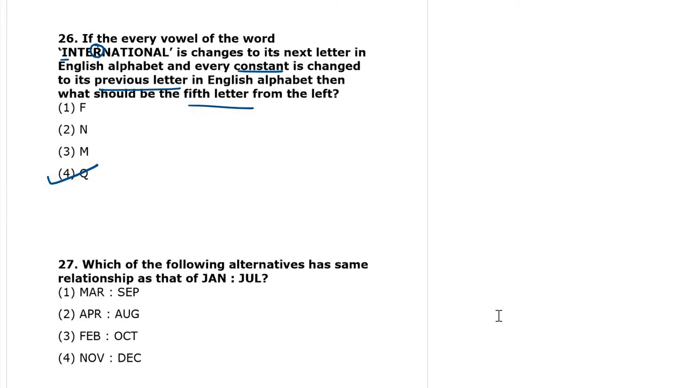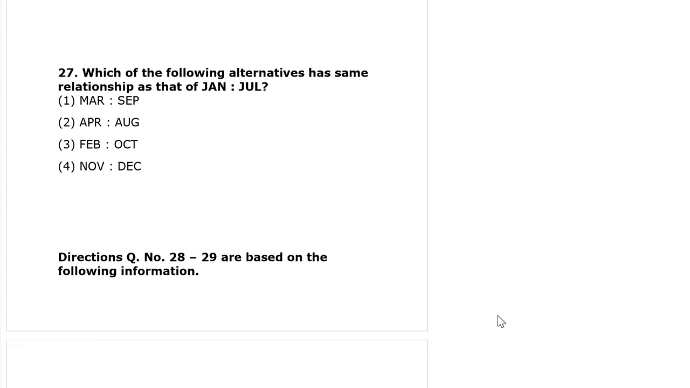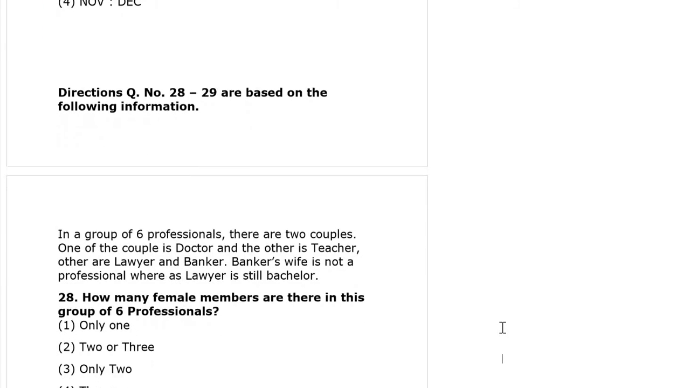Okay. Next question. What is the relation? January to July. So 6 months gap in between them. Same way March to September. Answer is March to September. Come to the next question.